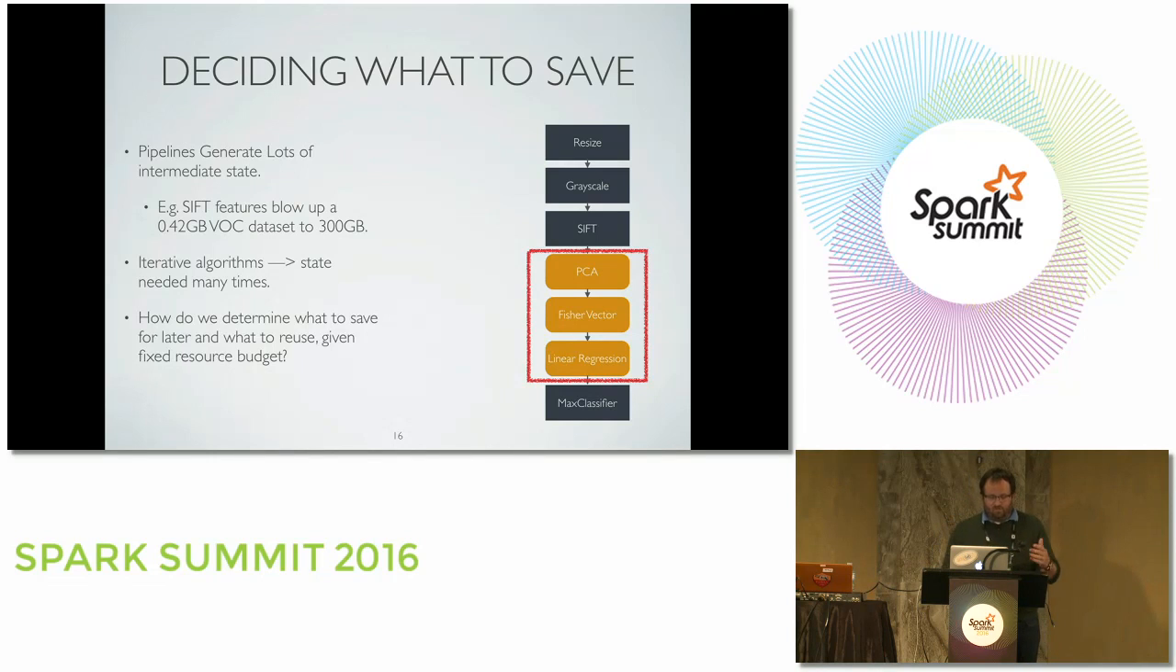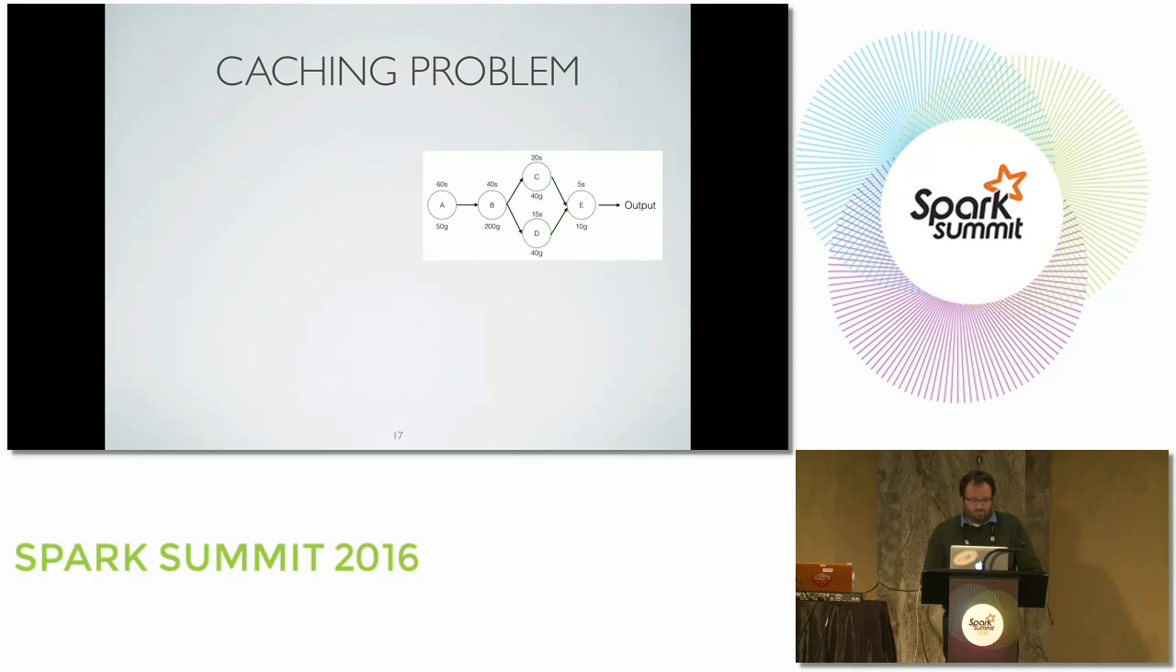So given a fixed amount of memory on our cluster, how do we decide what to keep and what do we throw away? And the other question is, can we adapt to workload changes? As the number of examples in our training data set or the number of features changes because of some change to some hyperparameter higher in the pipeline, does that change the properties of what the right thing to save is? And can we adapt to that?